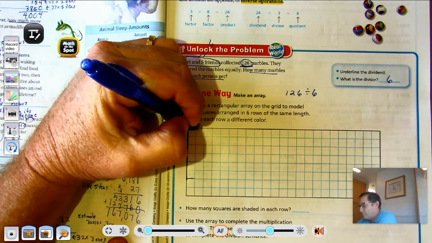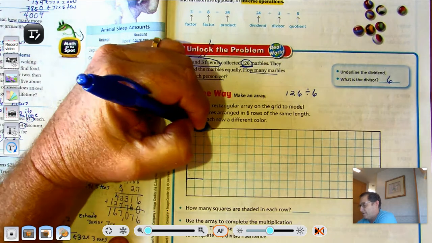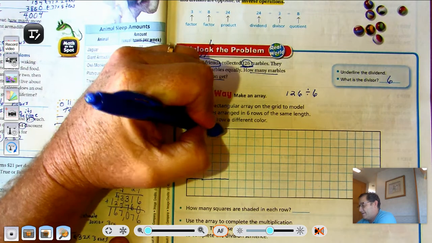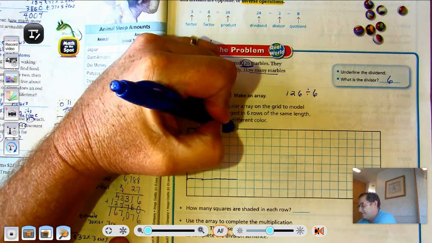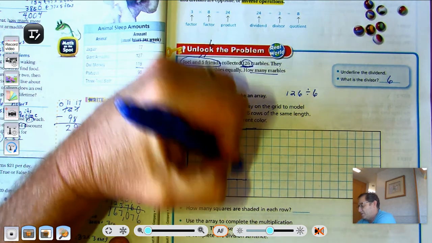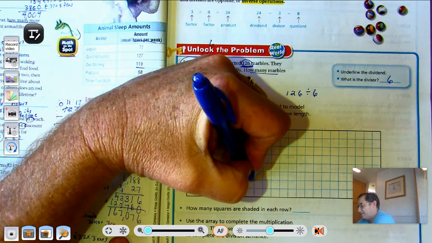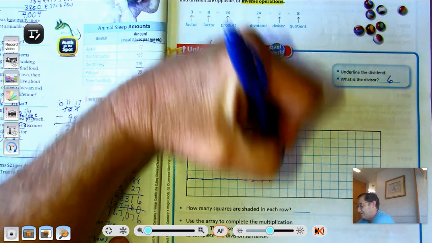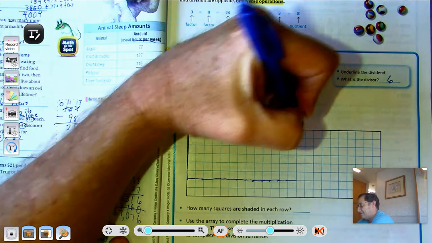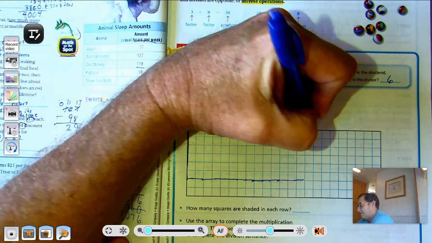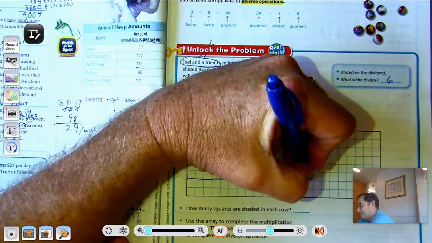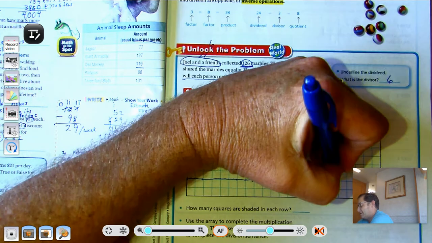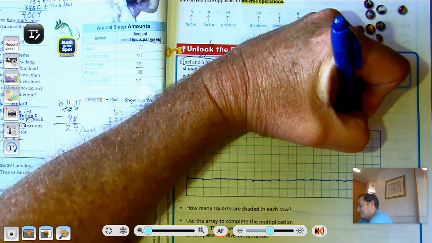So let's just skip count by 6s. 6, 12, 18, 24, 30, 36, 42, 48, 54, 60, 66, 72, 78, 84, 90, 96, 102, 108, 114, 120, 126.